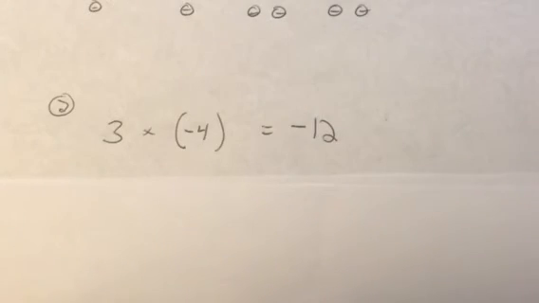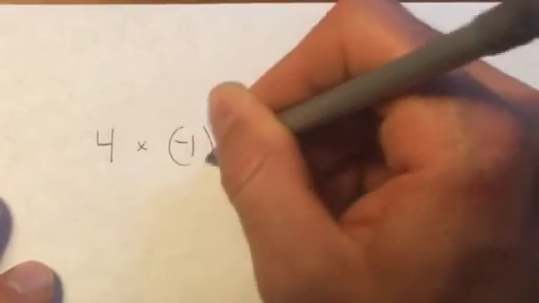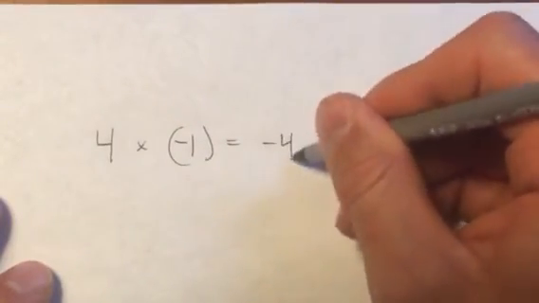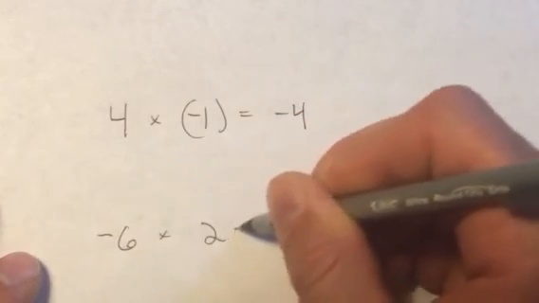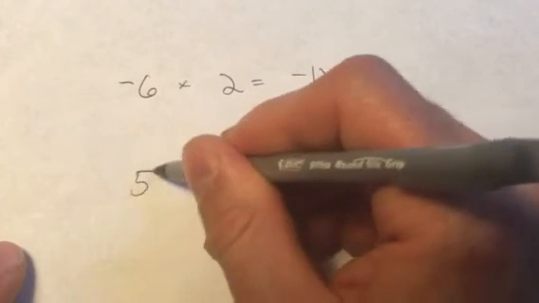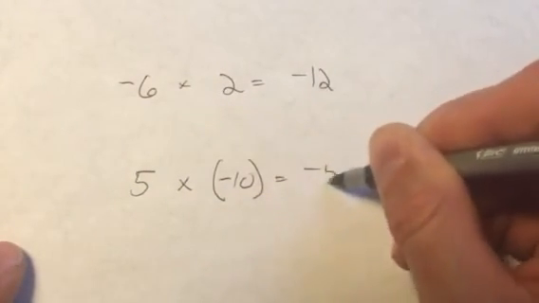So here we go. Try some different problems. We'll call this 4 times negative 1 is negative 4. Negative 6 times 2 is negative 12. 5 times negative 10 is equal to negative 50.